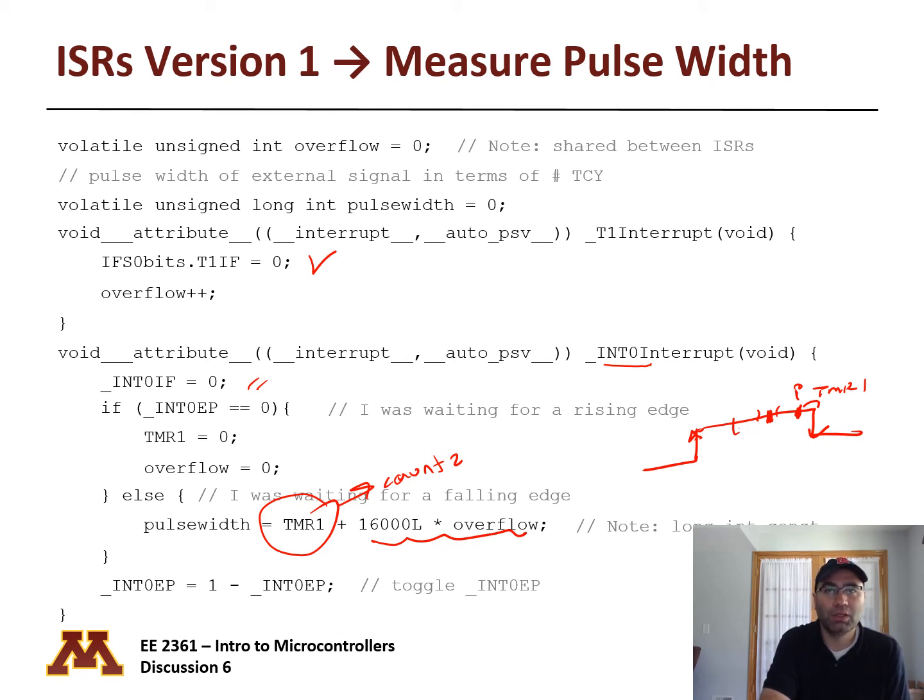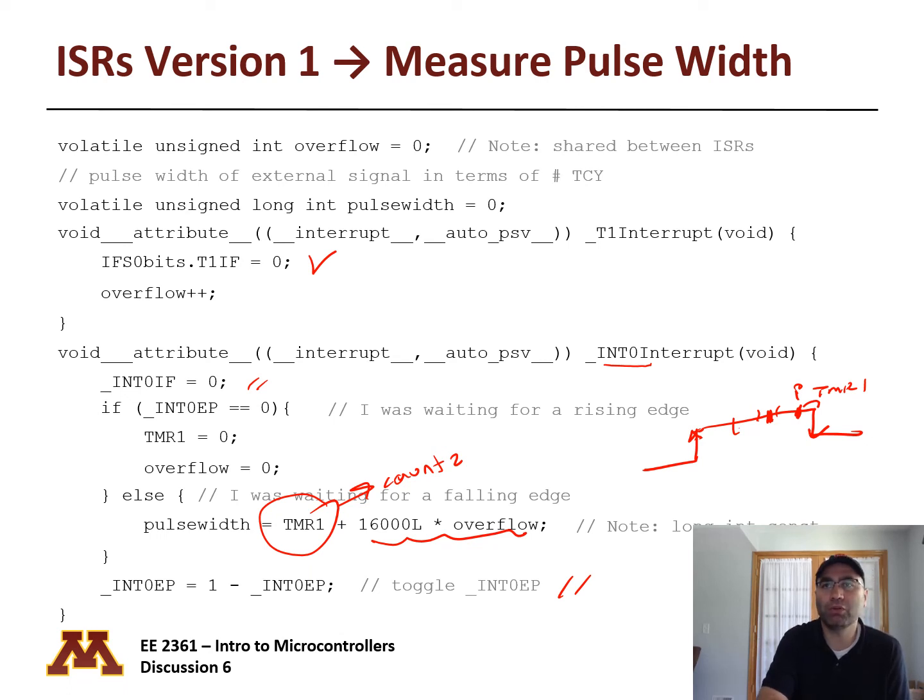Okay, that's that. And then finally, what we do here is we toggle the INT0 EP. What this was doing is if you set it to 0, it was detecting the rising edge, and if you set it to 1, it was detecting the falling edge. So again, you can go back and see the register in one of the slides. So this way we are basically toggling it, right?